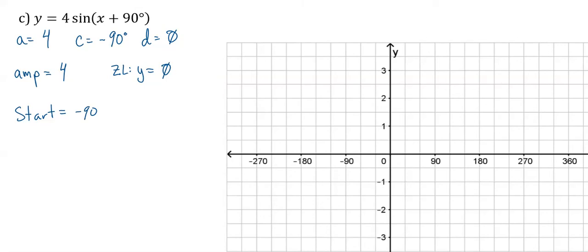It's sine. There's no reflection. Where does sine start? Starts on the 0 line. The 0 line is y equals 0. So it would normally be here, but I'm shifting it to the right 90. Or sorry, to the left 90. To negative 90.